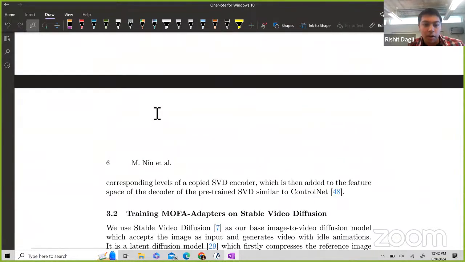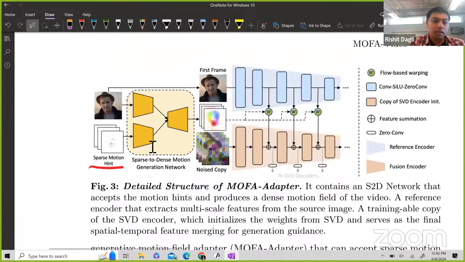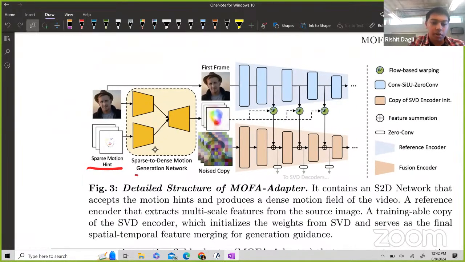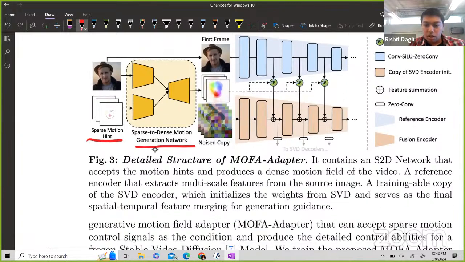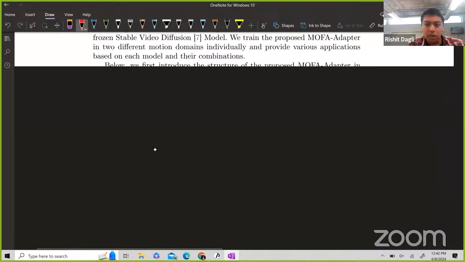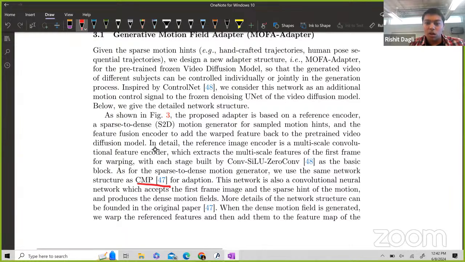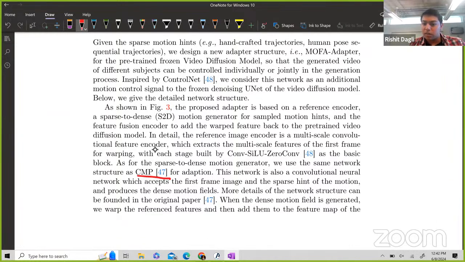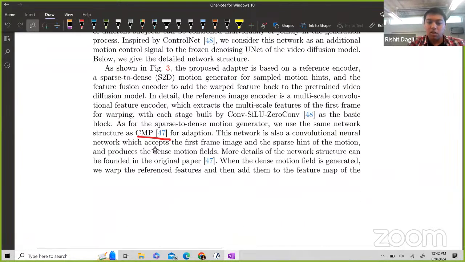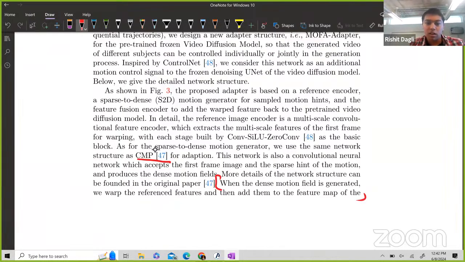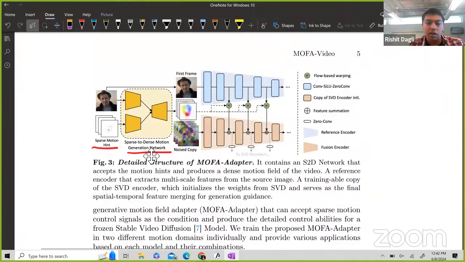So yeah, maybe let's take a look at this image. First they have this sparse to dense motion generation network, and they say that they take a lot of inspiration for sparse to dense through CMP. So that's interesting. And they also say that you then do some kind of warping on these features. I guess let's come to that, but firstly, do this sparse to dense generation.